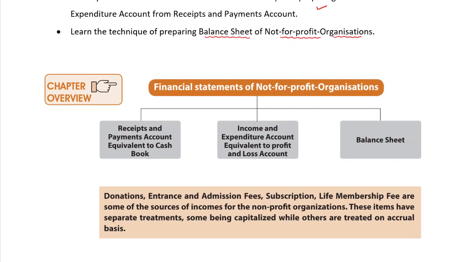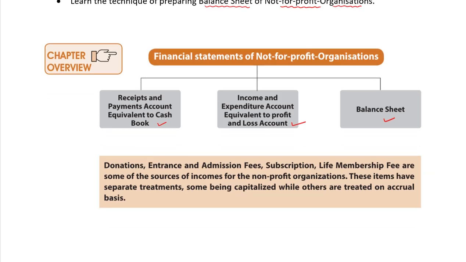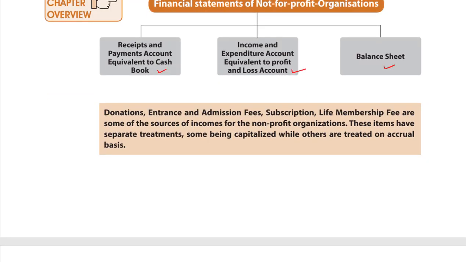Overview of the chapter. Financial statements of not-for-profit organizations include receipts and payment account, which is equivalent to cash book, income and expenditure account, which is equivalent to profit and loss account, and balance sheet, that is statement of financial position. Donations, entrance and admission fees, subscription, life membership fee are some of the sources of income for the not-for-profit organizations. These items have separate treatments, some being capitalized while others are treated on actual basis.